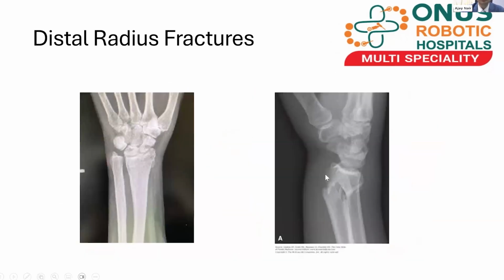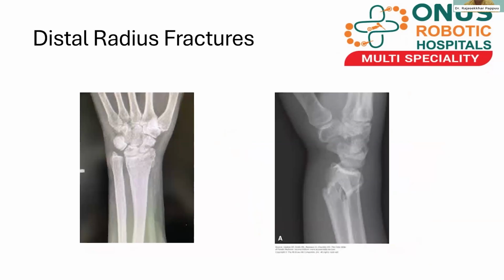Doctor, what are the most common causes of distal radius fractures in adults and elderly patients? Fall. So they don't have balance. So they fall, even a very simple fall causes fracture in them.